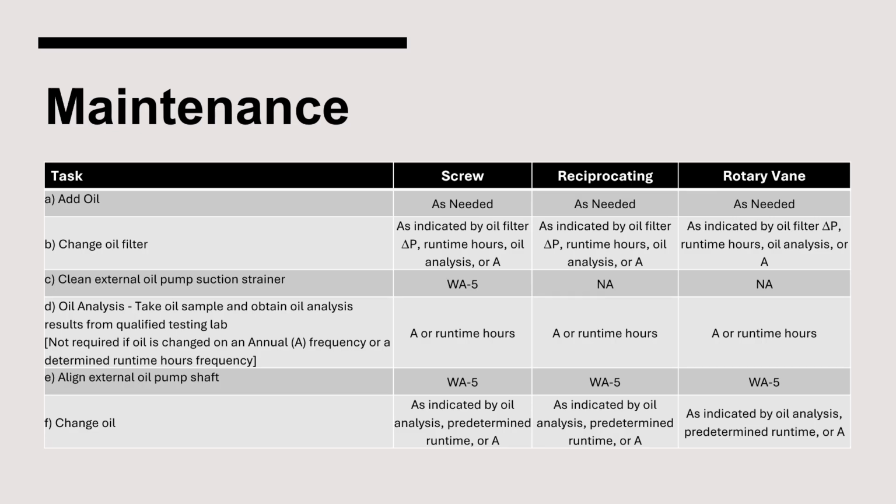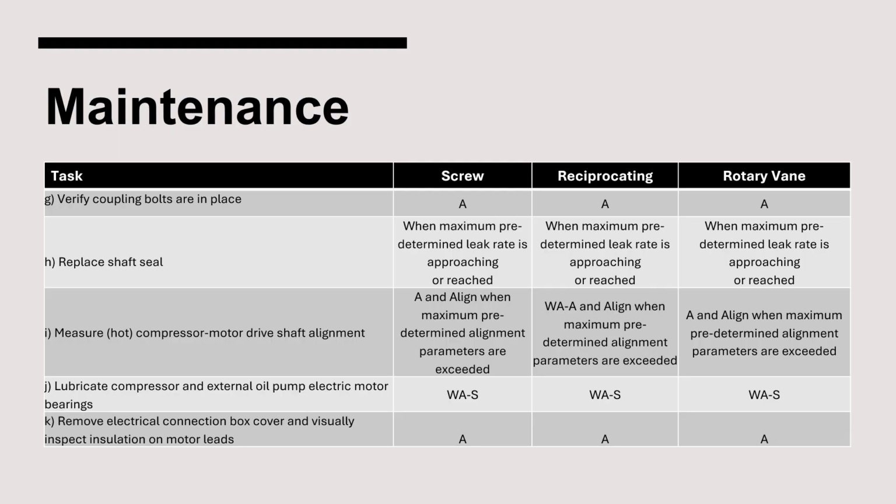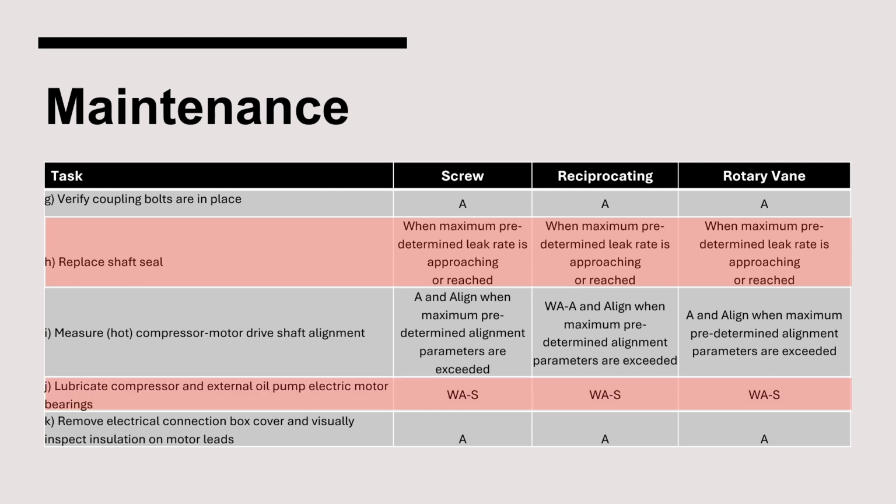Maintenance tasks relative to compressors includes performing an oil analysis annually or based on the runtime hours. An oil analysis report typically includes a rating which indicates the state of the oil. Here's an example of an oil analysis report that indicates the oil is in normal condition. Other maintenance tasks for compressors include replacement of shaft seals and lubrication of the compressor and motor bearings.